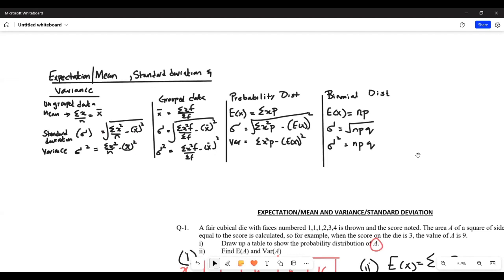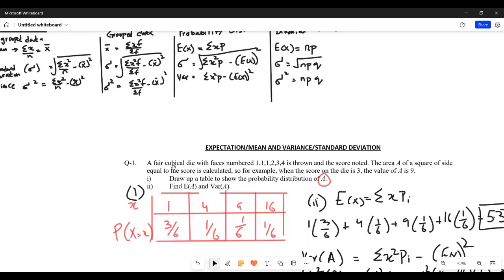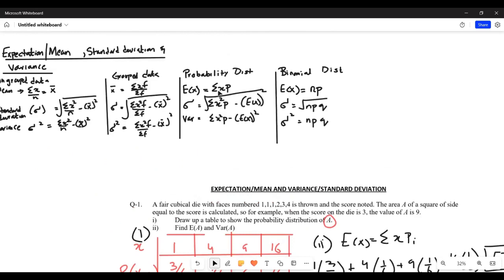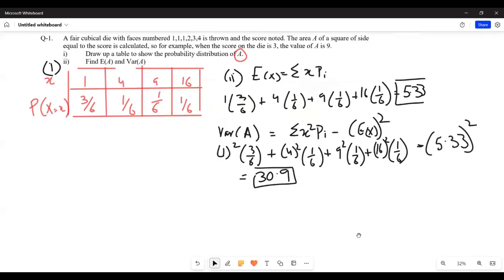This worksheet only has expected value, variance and standard deviation questions related to all these distributions: probability distribution, which we've already covered, binomial distribution, which we've already covered, and simple grouped and ungrouped data. So the first question was from probability distribution, so we use the probability distribution formulas, and all these formulas are given in the formula sheet.